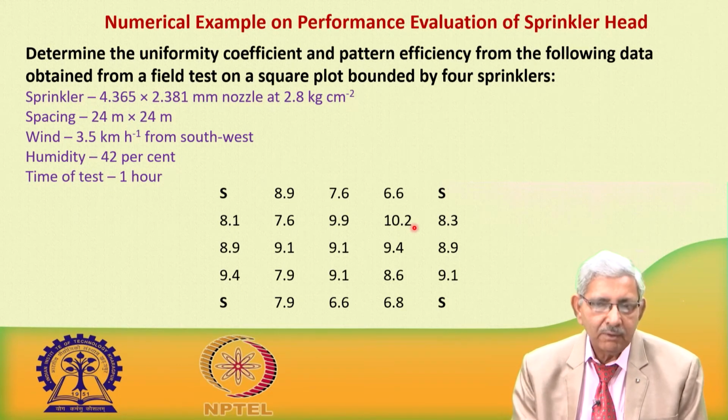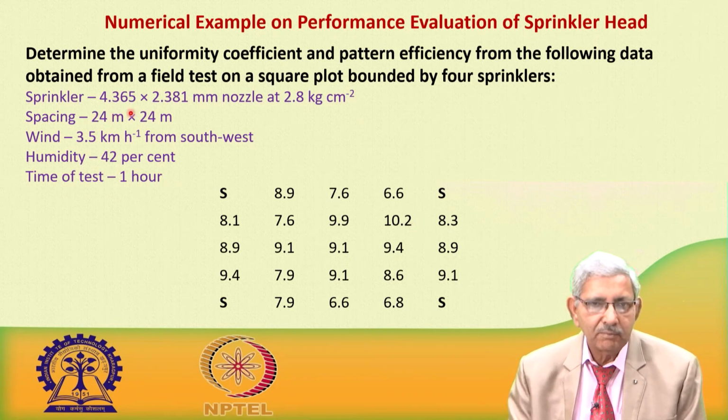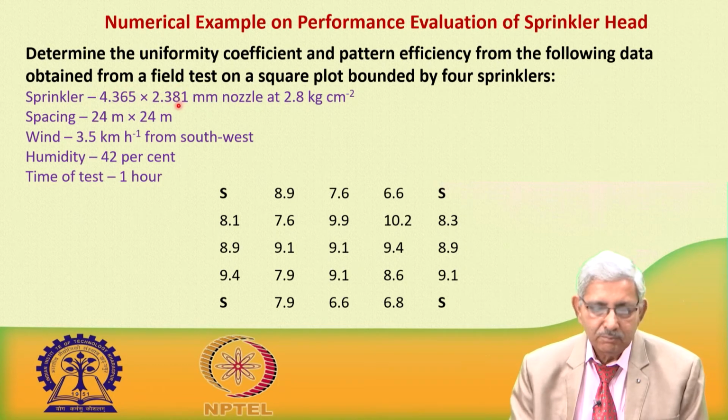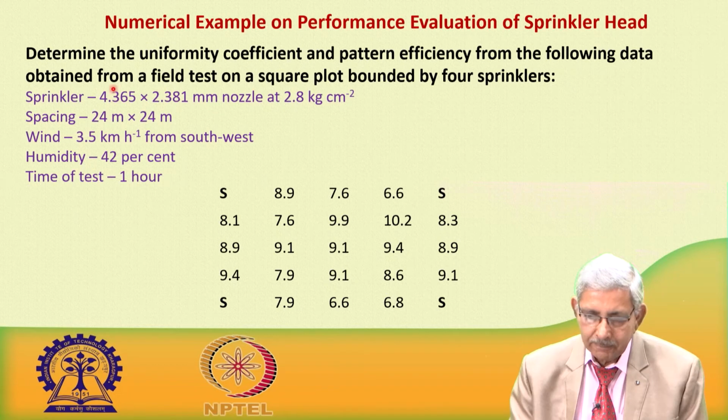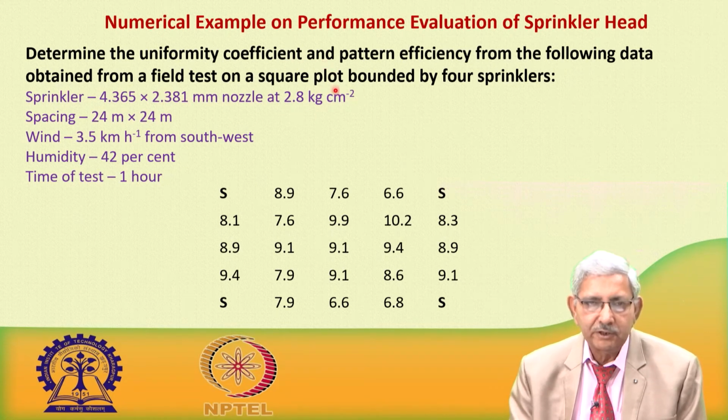So, volumetric form, or it can be in the depth form, these data can be collected. In this particular problem, for the sprinkler heads which have been used, one particular observation is 4.365 into 2.381 millimeter. This is the range nozzle diameter, and this is the spreader nozzle diameter, operating at 2.8 kg per square centimeter.